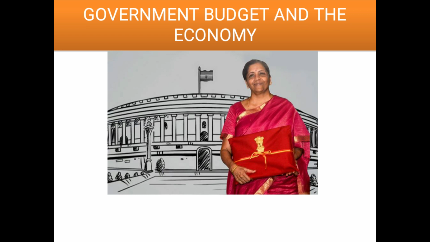We study the budget, its meaning and features, objectives of the budget, structure and components of the budget, budgetary receipts, budgetary expenditure and budget deficit.